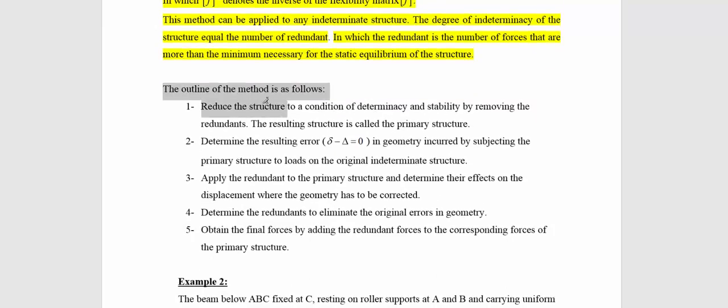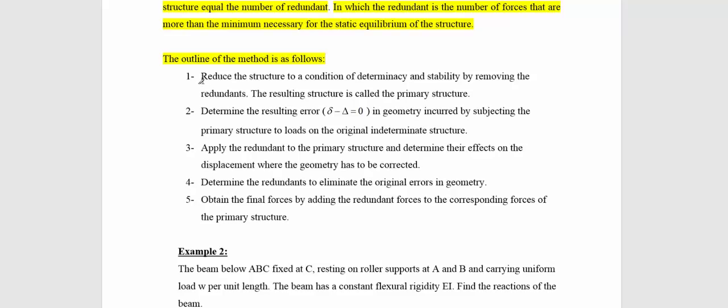The outline of the method is as follows. These are the steps for solving an indeterminate structure using the flexibility method if it's more than 1 degree. First, reduce the structure to a condition of determinacy and stability by removing the redundants. That means remove the extra reactions and convert from an indeterminate structure to a determinate structure. The resulting structure is called the primary structure.